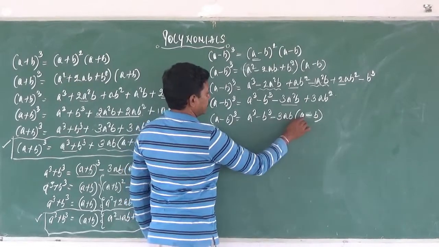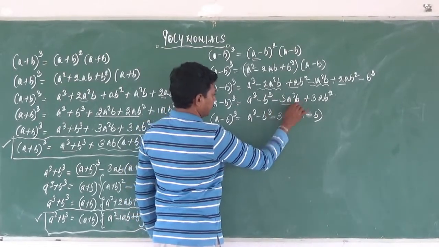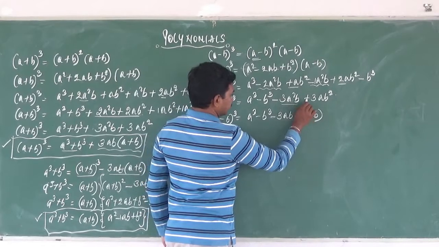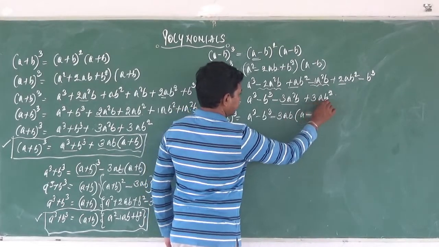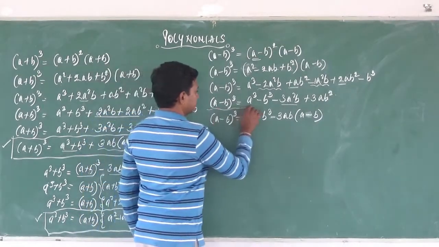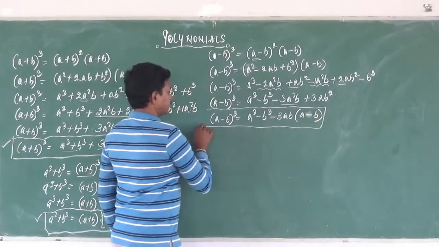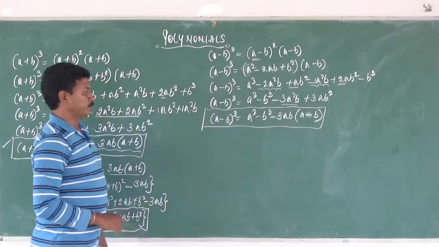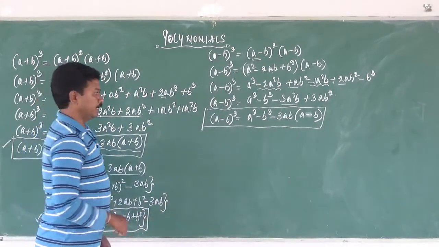Let us check. Minus 3ab into a is minus 3a square b, minus into minus is plus, 3ab into b is 3ab square. So this is the formula for a minus b whole cube. We have to remember a cube minus b cube minus 3ab into a minus b.